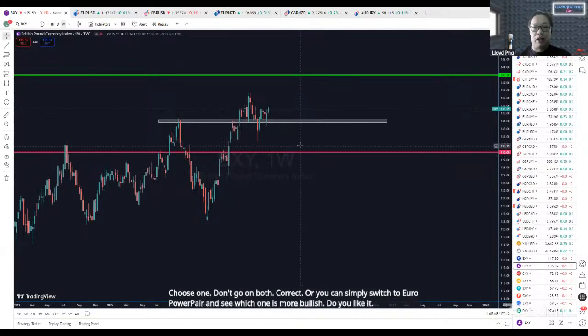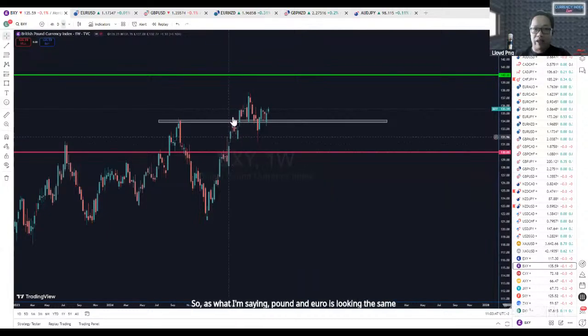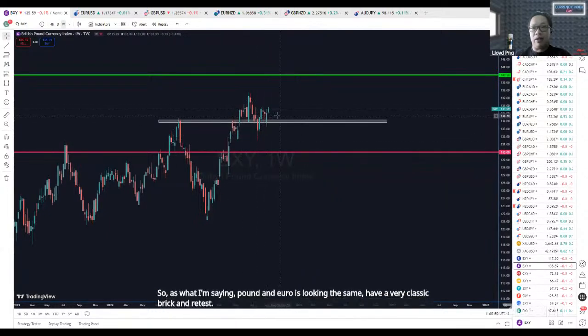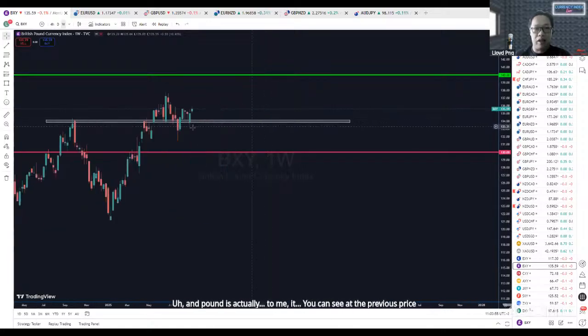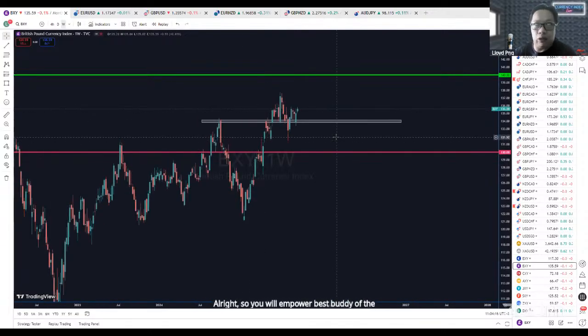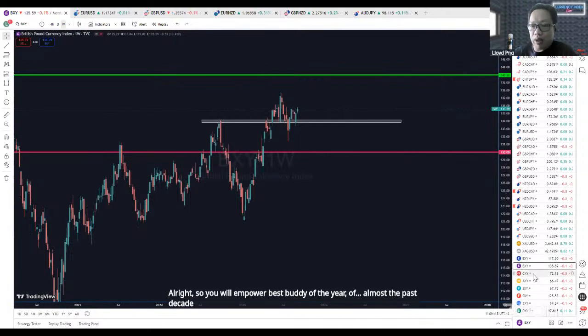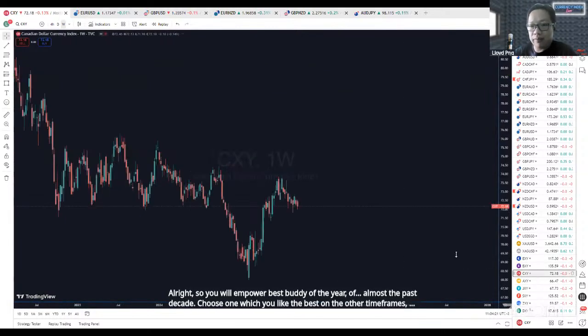As I'm saying, pound and euro are looking the same, with a very classic break and retest. And pound, to me, you can see at the previous price action, is very bullish. A double inside bar, which is a double test bar, and then gaps down and closes really bullish up. So at minimum, on the weekly chart, price is yearning to go to 137 and aiming for 140. All right, so euro and pound, best buddies of almost the past decade. Choose the one you like best on the other time frames and go for it.